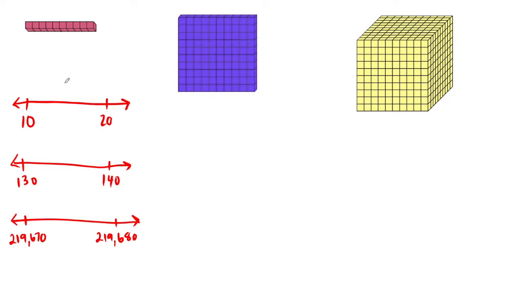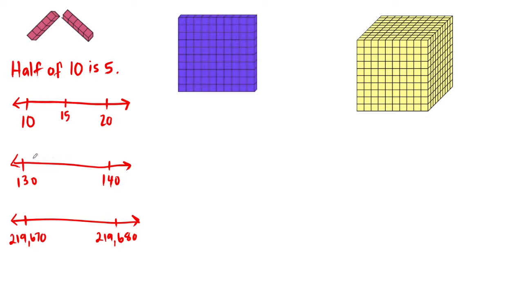Let's imagine that 10 gets split in half. Half of 10 is 5. So we would have 5 as the halfway mark here. 5 more than 10 would be 11, 12, 13, 14, 15. Or half of 10 is 5. There's 10 in between here. So that would be 5 more than 130, 135. Or still half of 10 is 5. There's 10 in between 70 and 80. So this would be 219,675. That's half of 10.